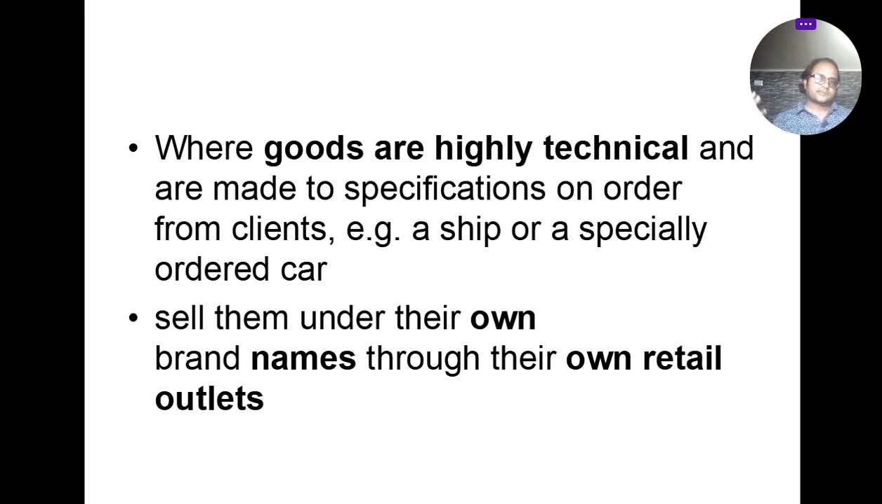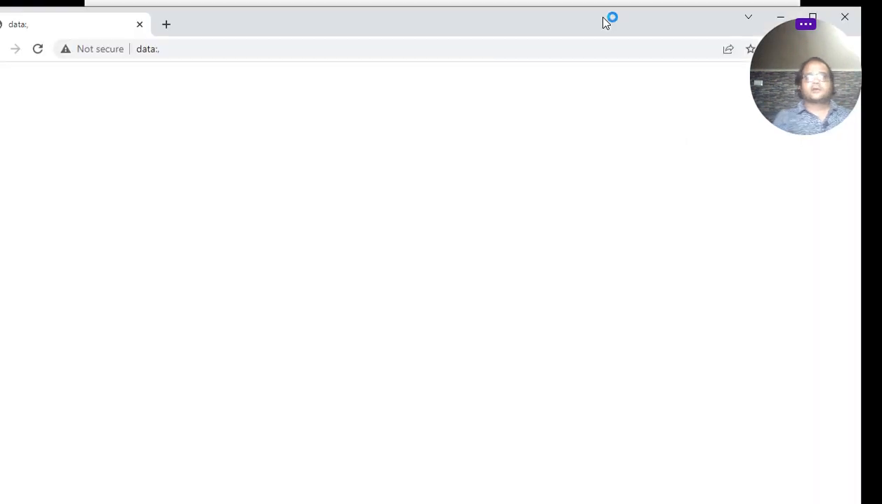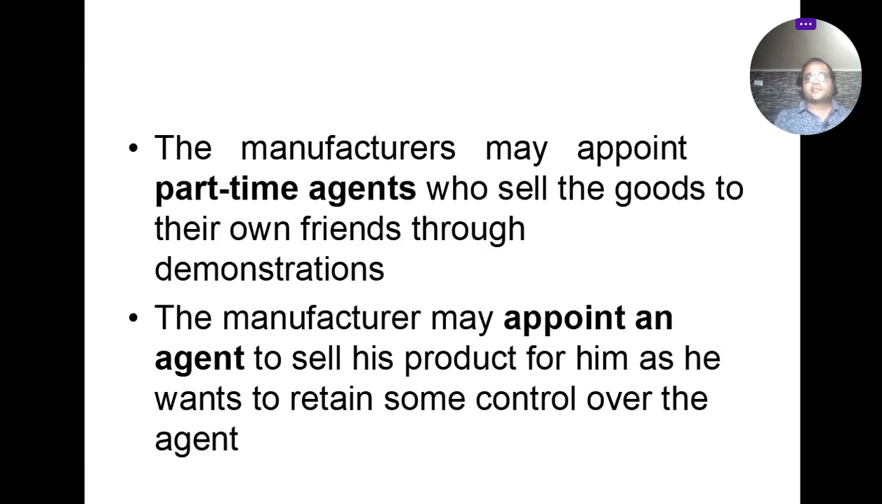The manufacturer directly sells the goods to the consumer, selling them under their own brand name through their own retail outlet. In that condition, there is no need for the wholesaler. The manufacturers may appoint part-time agents who sell the goods to their own friends through demonstration. The manufacturers may appoint an agent to sell the product for him, as he wants to retain some control over the agent.